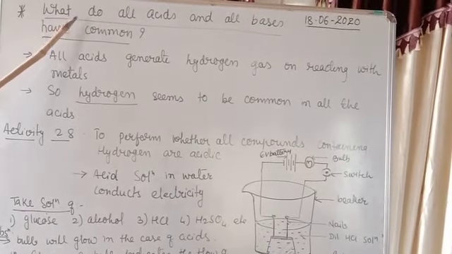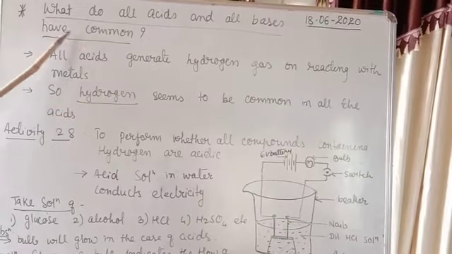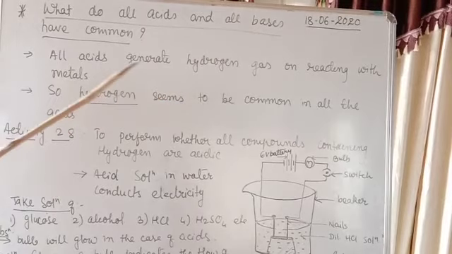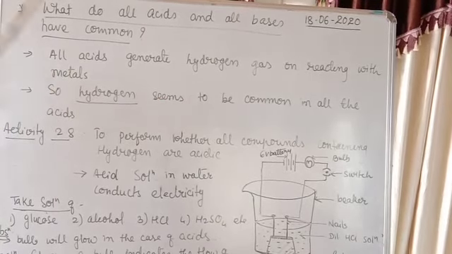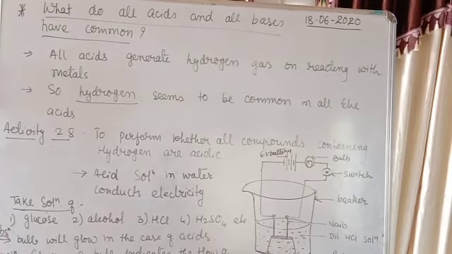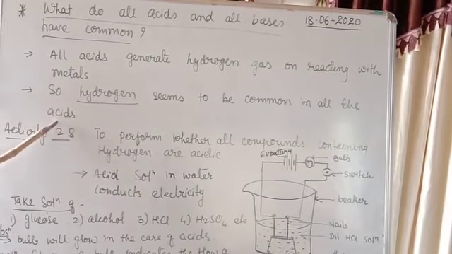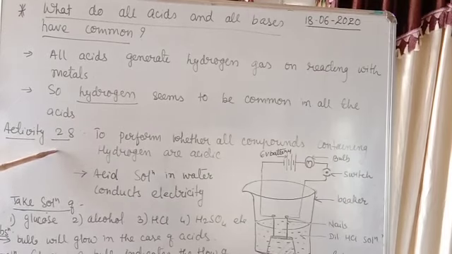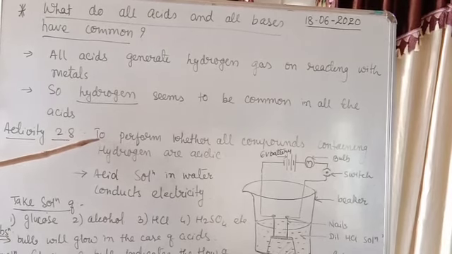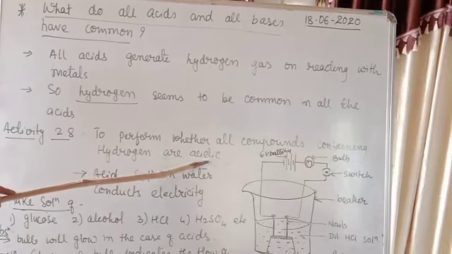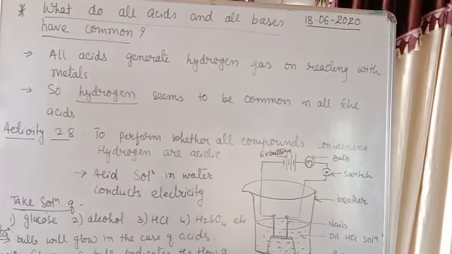The next topic is, what do all acids and all bases have in common? All acids generate hydrogen gas on reacting with metals. With the activities we can see the hydrogen gas is liberated when acid reacts with metal. So we can say hydrogen seems to be common in all the acids. Activity 2.8: to perform whether all compounds containing hydrogen are acidic. We have to prove yes or no.